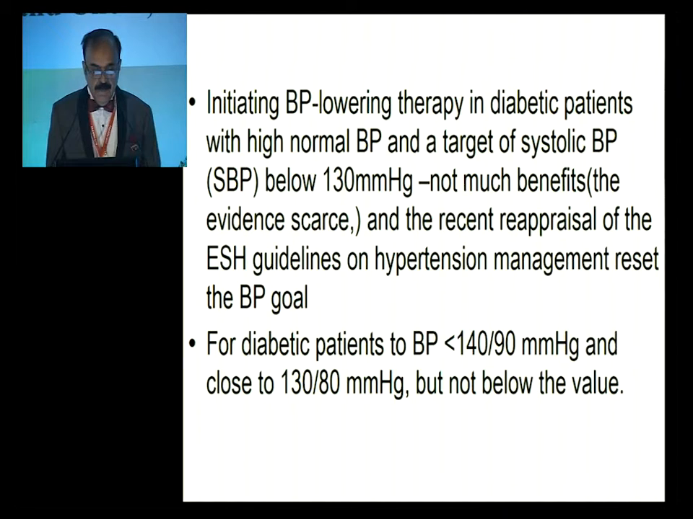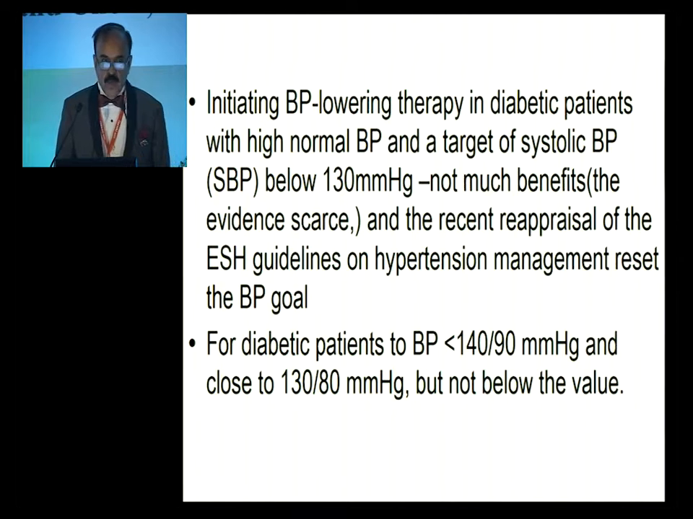The recent reappraisal of the ESH guidelines also says the BP goal should not be reduced below 140. For diabetic patients, it's always better to keep BP less than 140/90 and close to 130/80, but not below that value. So you remember this only. You don't have to read about all the trials, because each trial gives a different opinion.